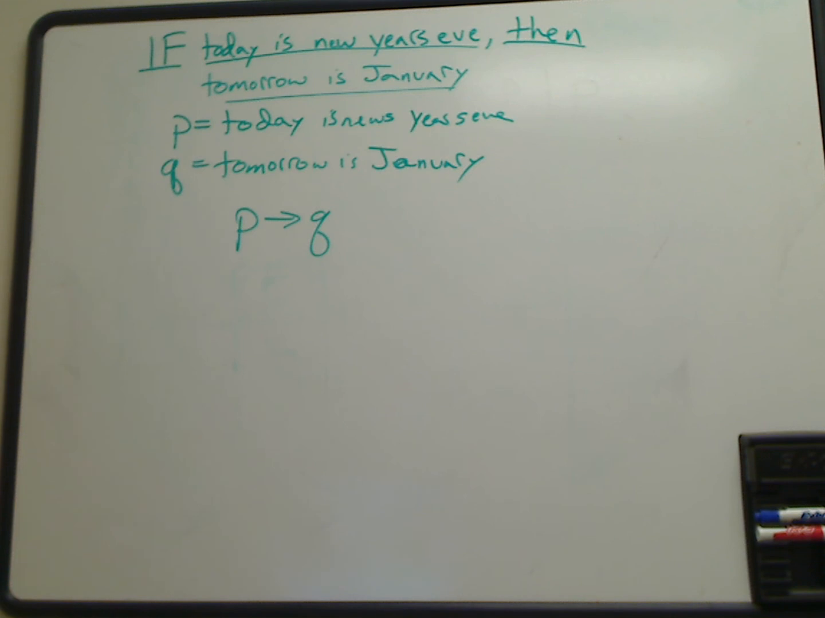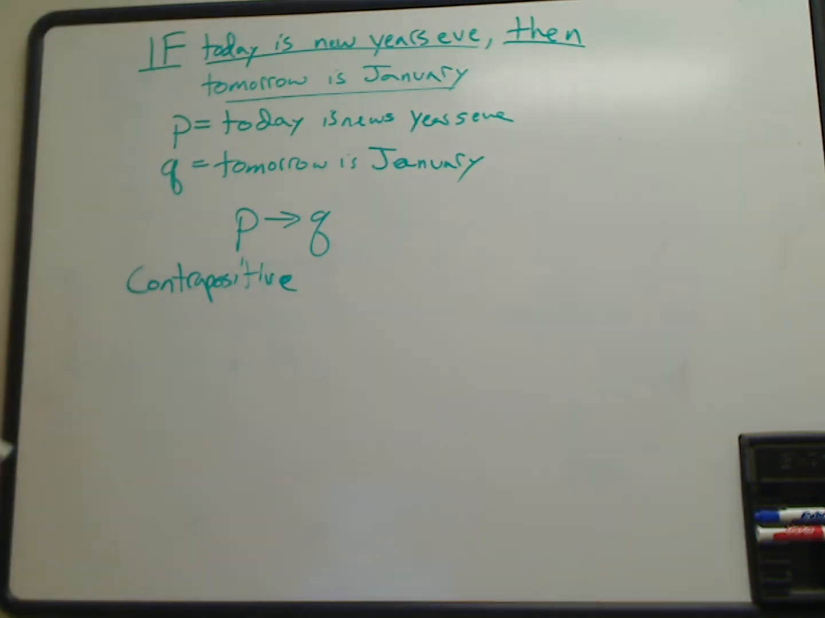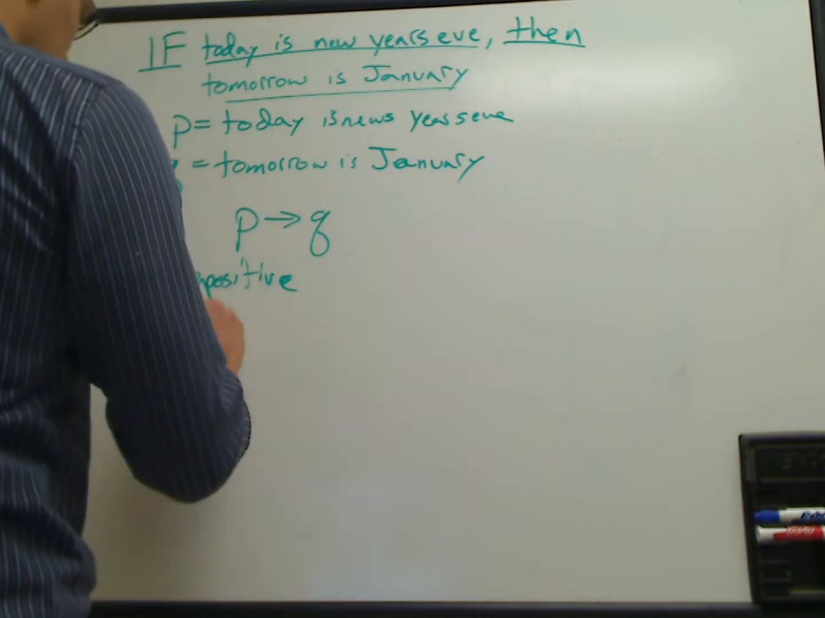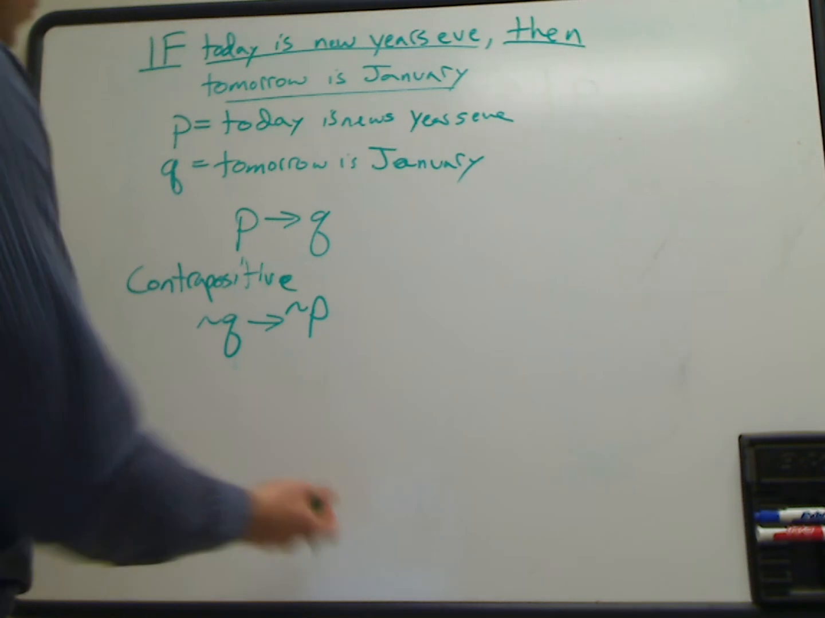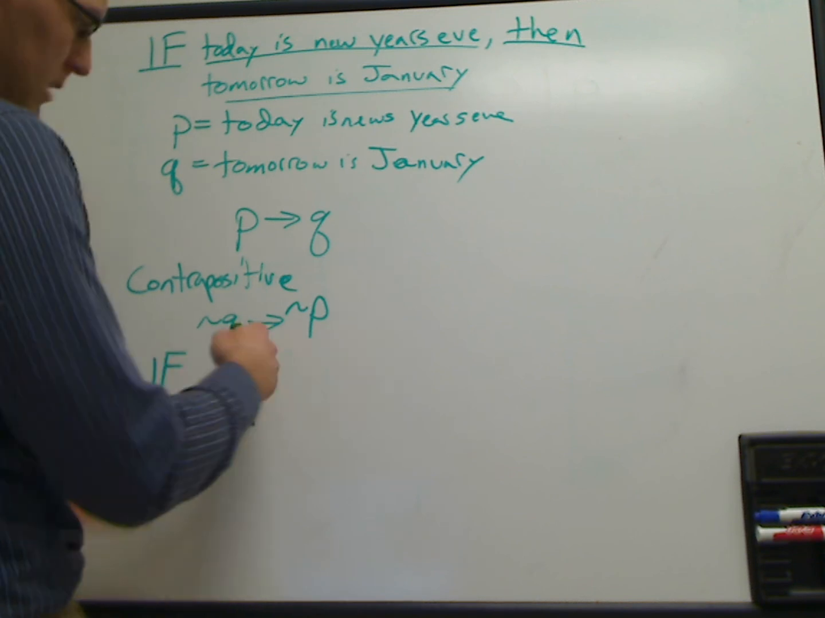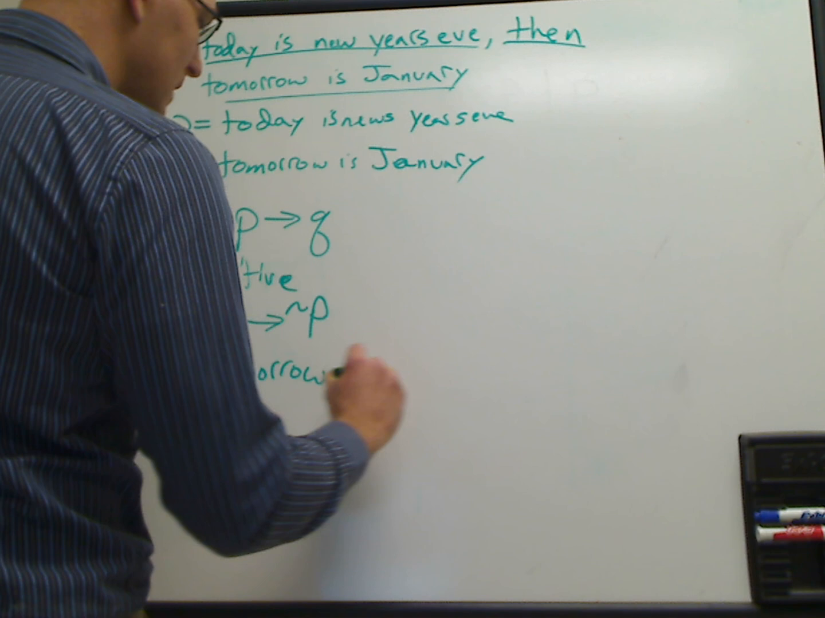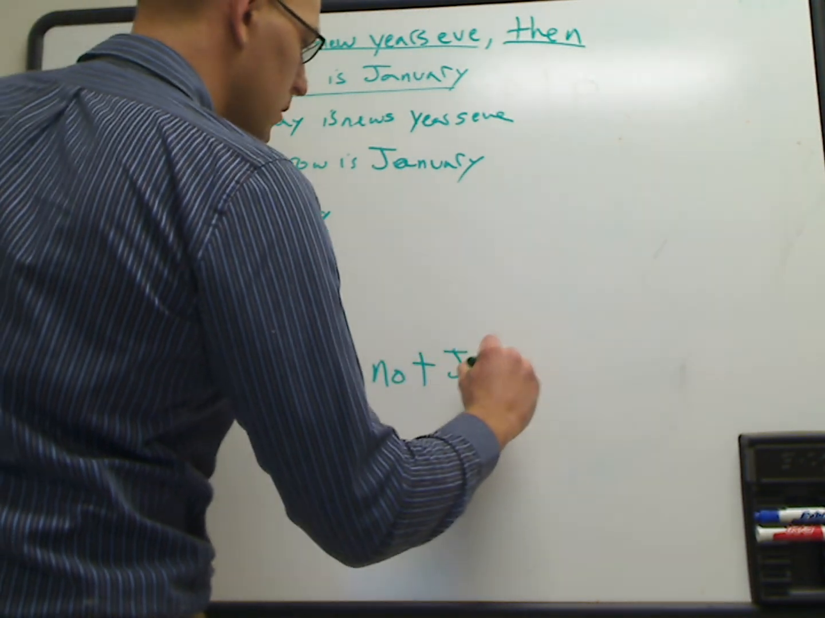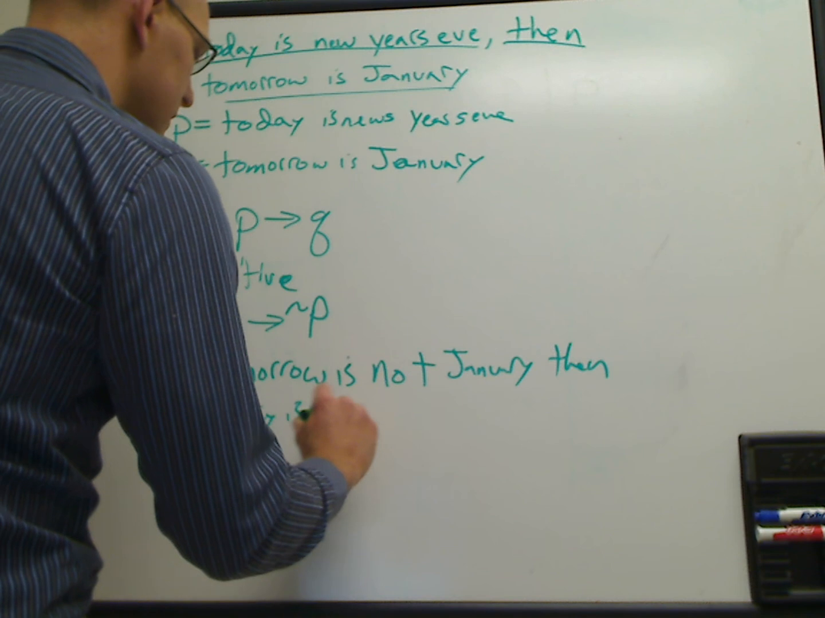So there are different forms that this statement can take. We can manipulate this. For example, we can find the contrapositive of the statement by converting it to not Q implies not P. If we wanted to translate the contrapositive back to an English statement, because we have a conditional statement here, it always starts with if. So: if tomorrow is not January, then today is not New Year's Eve.